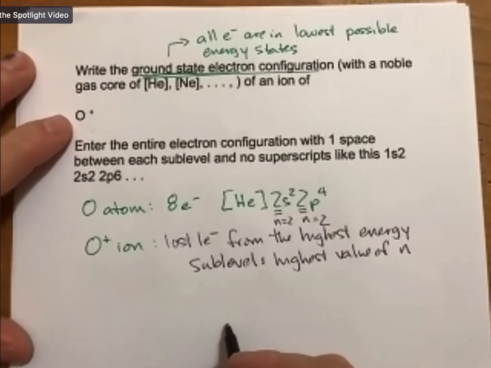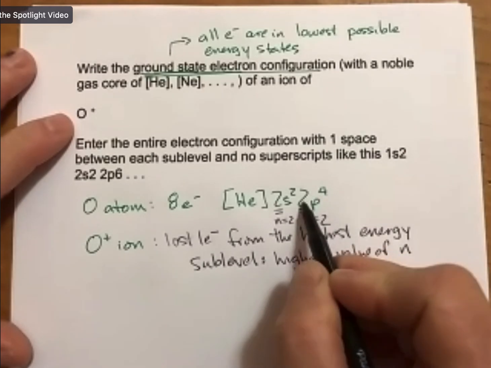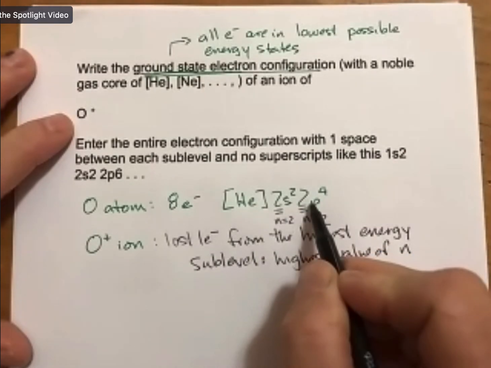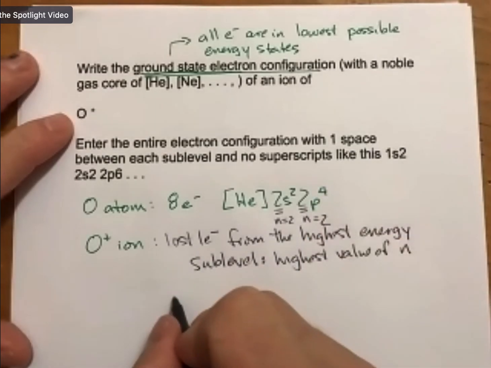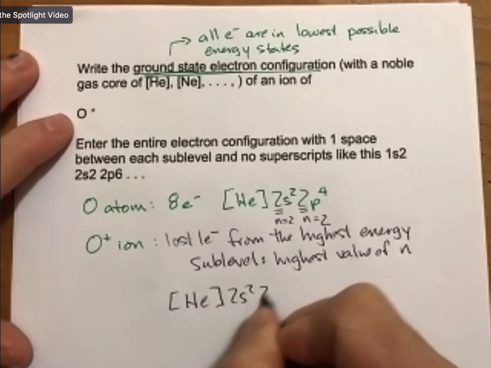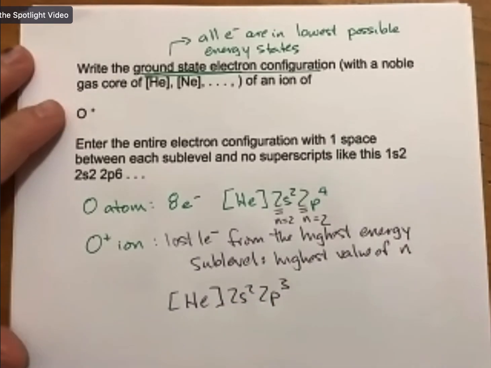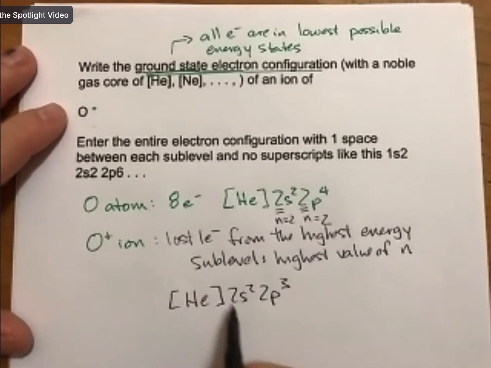Okay. So that means I'm going to remove 1 electron from 2p. My answer will be the same electron configuration, except it will be 2p3. 2s2, 2p3. Any questions about that?